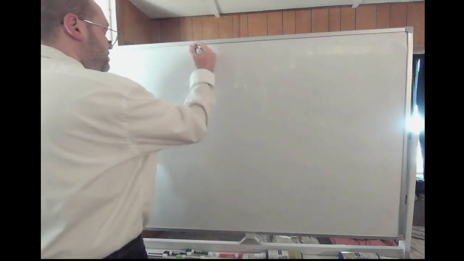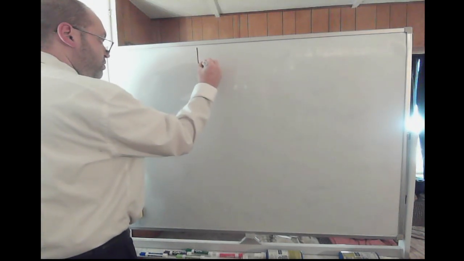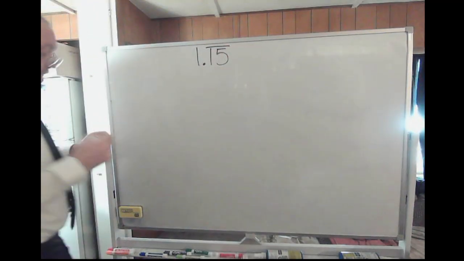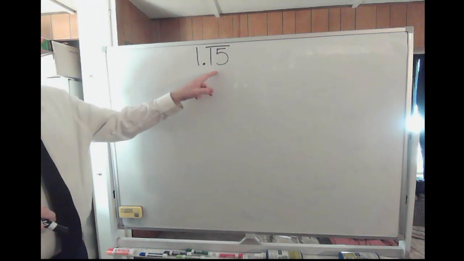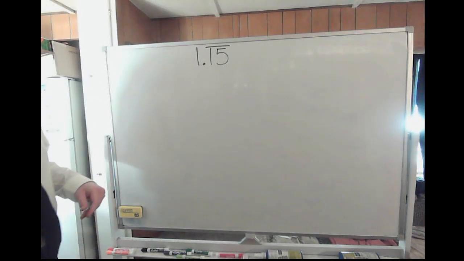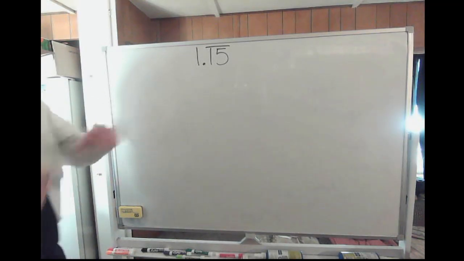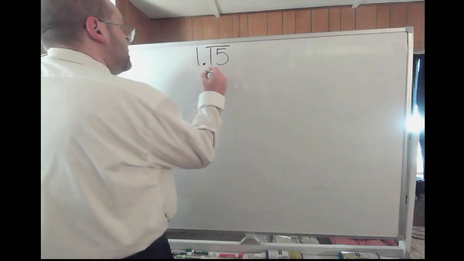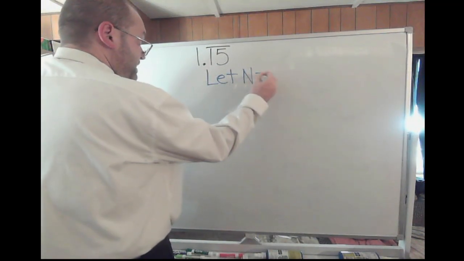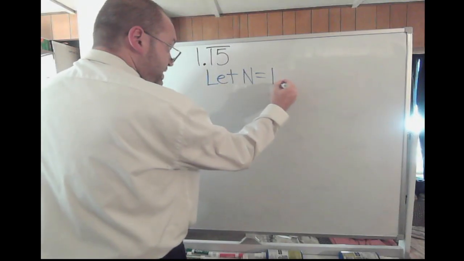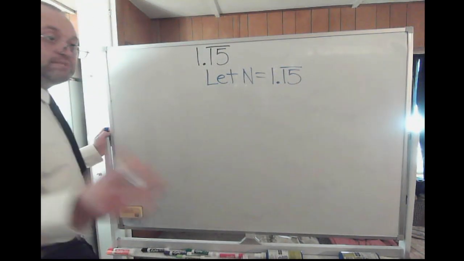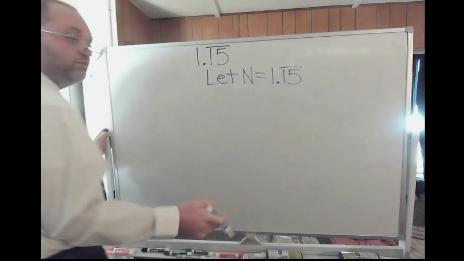Now, what about 1.15 repeating? So we have the number 1.15 repeating, okay? Well, again, what we want to do is set up a let statement. So we're going to let n equal that 1.15 repeating. Now, how many decimal places are to the right of the decimal place? That'd be 2.